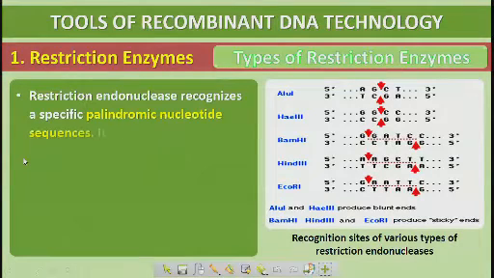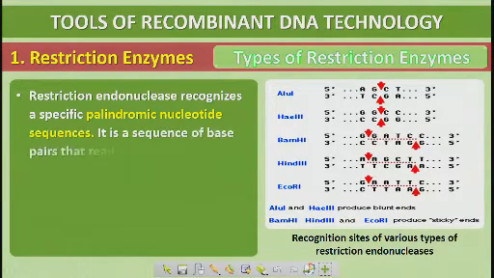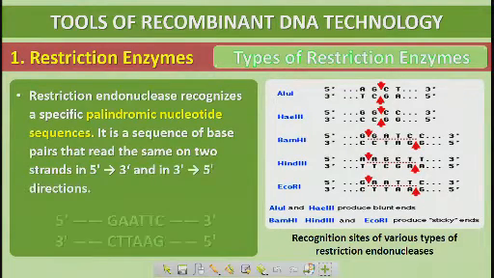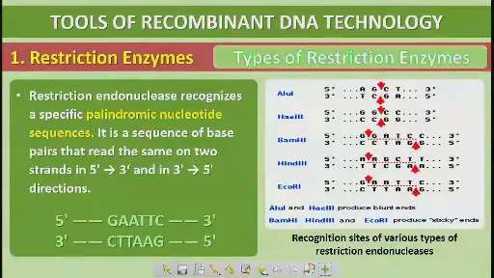Restriction endonuclease recognizes specific palindromic nucleotide sequences. It is the sequence of base pairs that reads the same on two strands in 5' to 3' and in 3' to 5' direction.